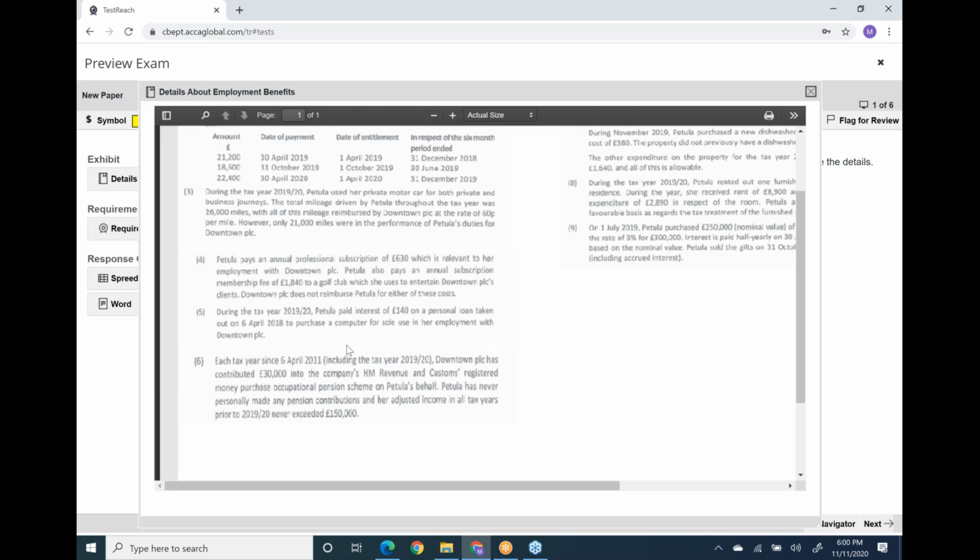During 1920, Petula paid interest of 140 on a personal loan taken out on 6th April 2008 to purchase a computer for sole use in her employment with Downtown PLC. It's openly clear cut. It is written that she has taken the loan to buy the asset for employment use. Okay, so this is qualifying interest.